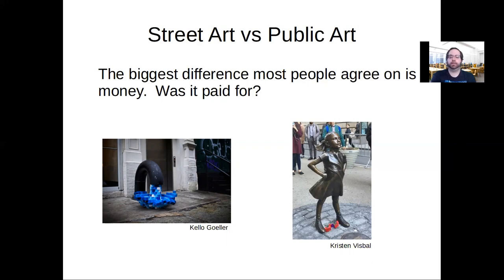The other example we have is Kristen Visbal's Courageous Girl. This was originally thought to be street art because it just kind of popped up overnight, and it made a very impactful statement because of where it was placed, in front of the Charging Bull. And it upset the artist for the Charging Bull sculpture because it changed the statement his piece was making. It has since been moved, and we have since learned that there was a corporation that paid for this art. There's a word for it and I'm forgetting it. Commissioned this piece. And so since it was paid for, it's considered public art, not independent. Someone paid to have it put out.